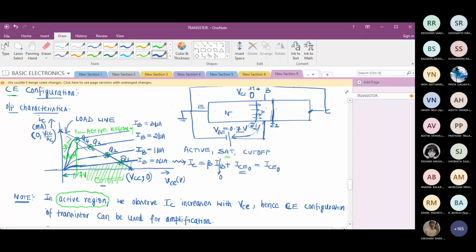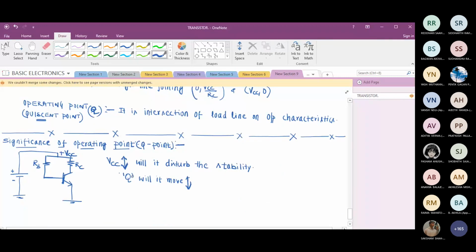Before we apply a signal to the circuit, we must ensure that the circuit is stable. In the sense, the operating point Q should be stable. Then only I can say the circuit is stable and we can apply a signal. So how to ensure it? Here the circuit is not stable, this operating point is not stable if the supply voltage starts varying. How can we overcome this drawback?